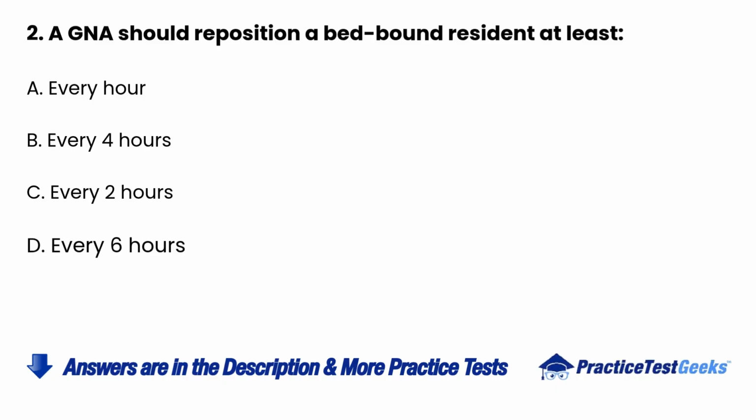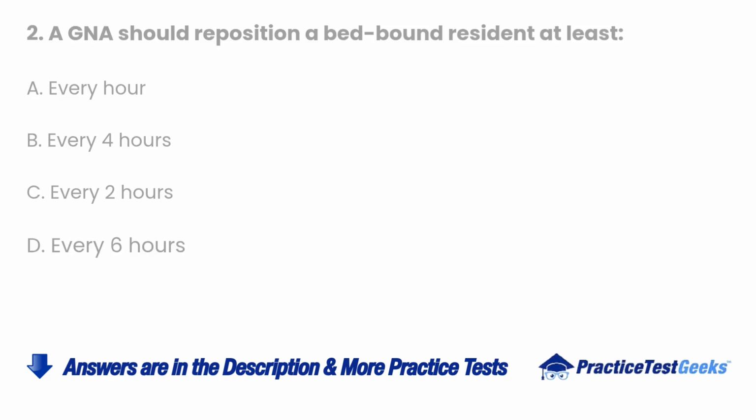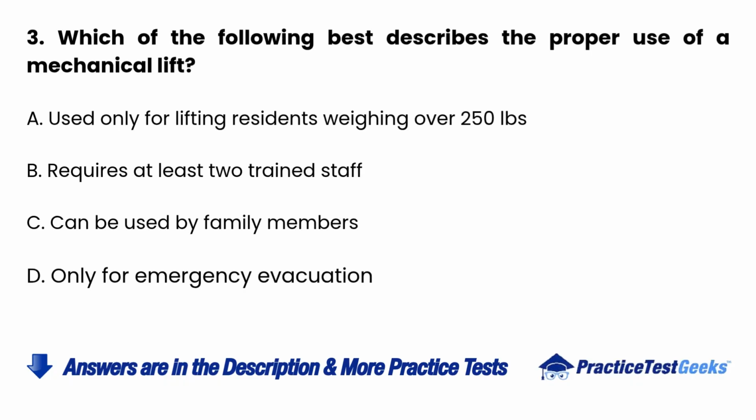A. Every hour. B. Every 4 hours. C. Every 2 hours. D. Every 6 hours. 3. Which of the following best describes the proper use of a mechanical lift? A. Used only for lifting residents weighing over 250 pounds. B. Requires at least 2 trained staff.